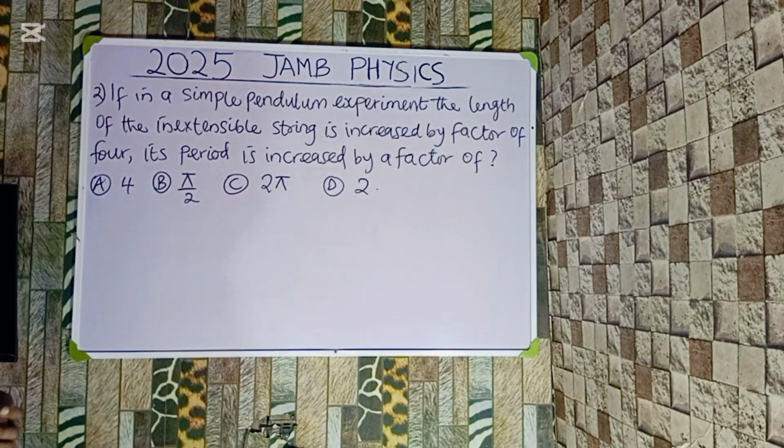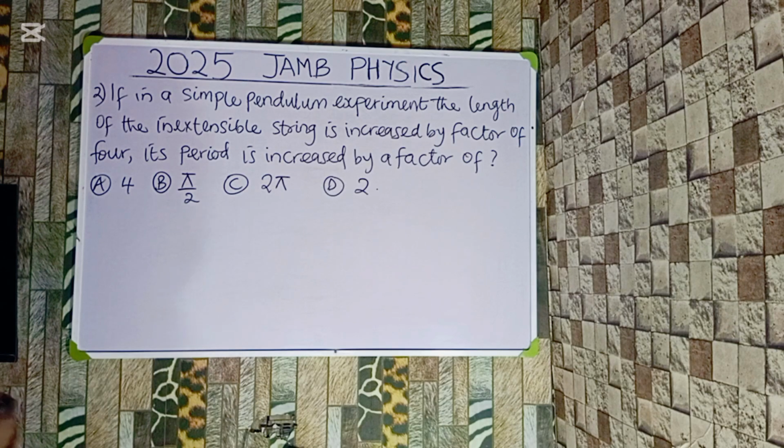If in a simple pendulum experiment, the length of the inextensible string is increased by a factor of 4, its period is increased by a factor of what? Option A is 4, option B is pi over 2, option C is 2 pi, and option D is 2.